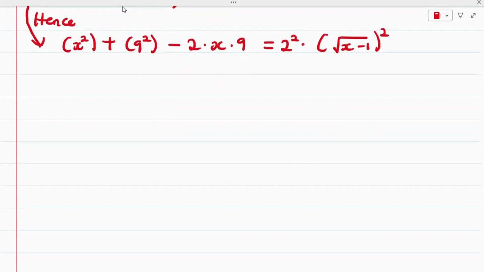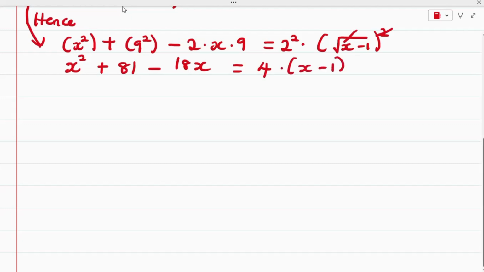So at this point, we have x squared plus 9 squared is 81 minus 2 multiplied by x multiplied by 9 is going to give us 18x, and this is equal to 2 multiplied by 2 is 4 multiplied by, this is going to cancel out this, so we have this to be x minus 1. So from here, rearranging this, we have x squared minus 18x plus 81 is equal to, opening up this bracket, we have 4x minus 4.